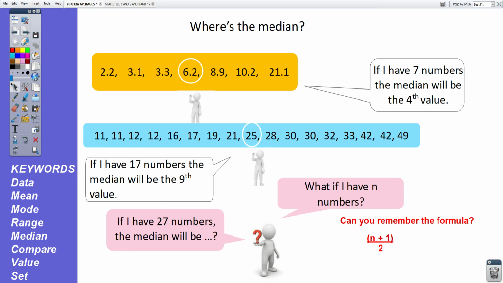Okay. The formula, number of values add 1 divided by 2. And if we just look back here, that's exactly what I did down here. Number of values 27, add 1 and divide by 2. Here 7 add 1 is 8, divided by 2 is 4. 17 add 1 is 18, divided by 2 is 9. So (n+1)/2 gives you the median value.